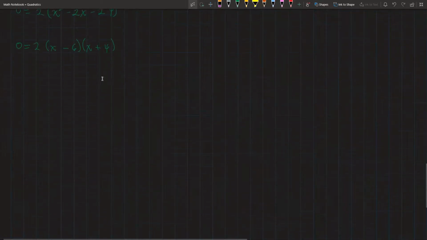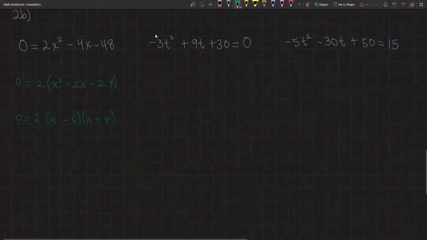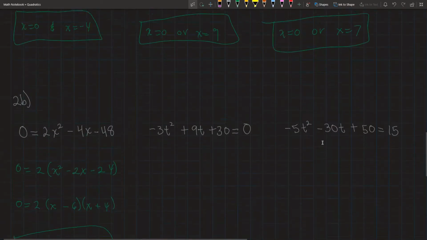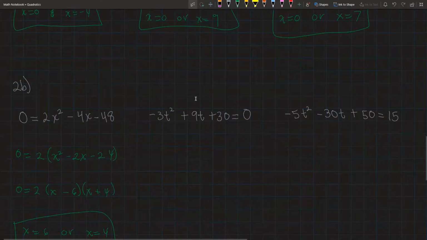But then again, we're not done here. You can always double check this. This checks for sure. The solutions are going to be x equals 6 or x equals 4. And done. This is way easier than making a perfect square, trust. And then when we really are going to be applying this is in word problems involving t or time. So let's see what that would look like.